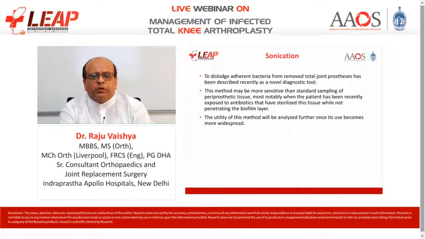This method may be more sensitive than standard sampling of periprosthetic tissue, and most notably when the patient has been recently exposed to antibiotics that have sterilized this tissue while not penetrating the biofilm layer. The utility of this method will be analyzed further once it becomes more widespread in clinical use.